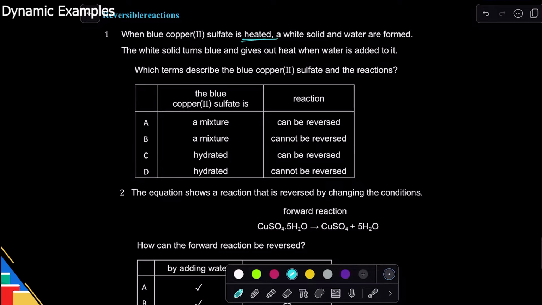Which term describes the blue copper sulfate and the reaction? Is the blue copper sulfate hydrated? Yes, because you have added water. Is the reaction reversible? Yes. So C is the answer.